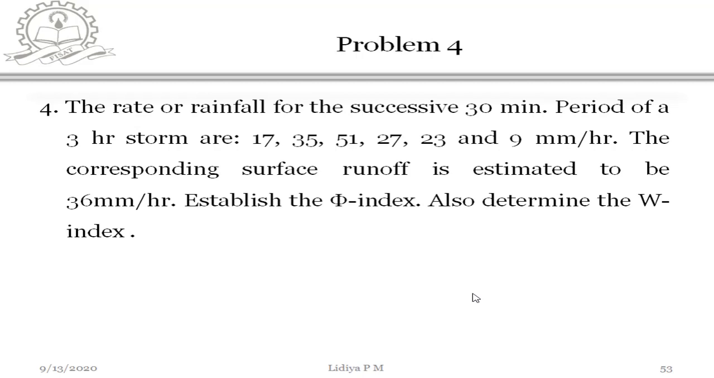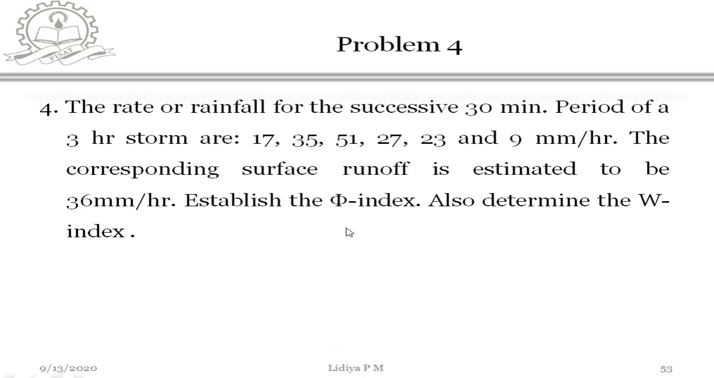Next question, the rate of rainfall for successive 30 minute period of a 3-hour storm are 17, 35, 51, 27, 23 and 9 mm per hour. The corresponding surface runoff is estimated to be 33 mm per hour. Establish the phi index and also determine W index.